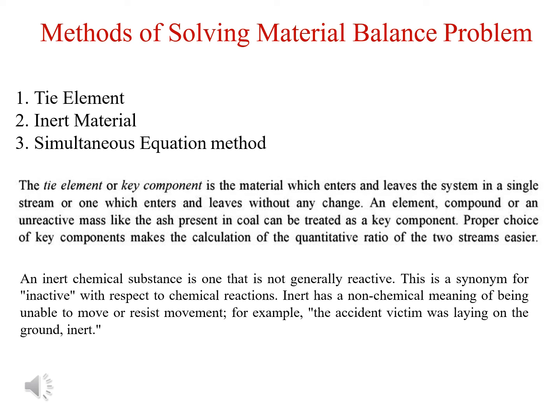The first one, tie element approach or key component, is the material which enters or leaves the system in a single stream, or one which enters and leaves without any change. An element, compound, or an unreactive mass like the ash present in a coal can be treated as a key component. That means the tie element will not change the quantity during the process. Whatever the quantity enters into the system will leave the system without any change in the overall quantity of that particular compound. That is tie element approach.